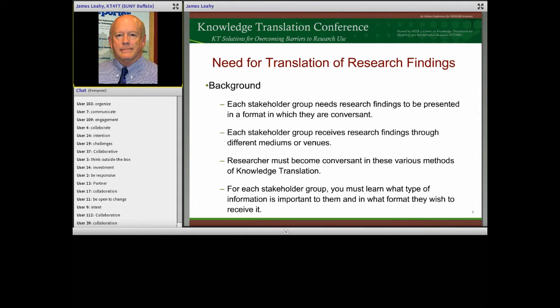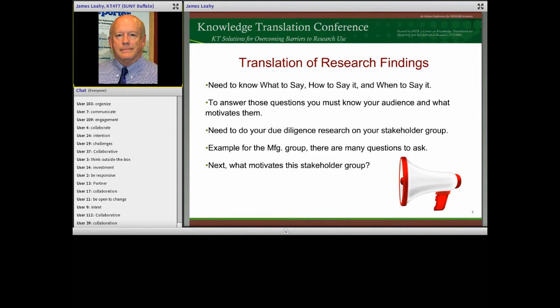We have learned that it is important to know what to say, how to say it, and when to say it when dealing with the various stakeholder groups. However, to answer those questions, you have to know your audience and what motivates them. For example, as a result of your research, if you have developed a new product or invention that you're trying to license to a manufacturer, you have to do your due diligence research on that manufacturer and their industry segment.